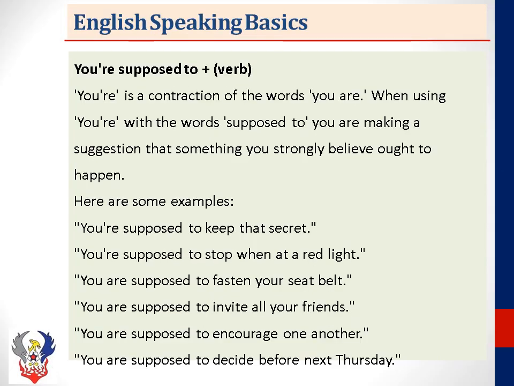You're supposed to plus verb. You're is a contraction of the words you are. When using you're with the words supposed to, you are making a suggestion that something you strongly believe ought to happen. Here are some examples. You're supposed to keep that secret. You're supposed to stop when at a red light. You are supposed to fasten your seat belt. You are supposed to invite all your friends. You are supposed to encourage one another. You are supposed to decide before next Thursday.